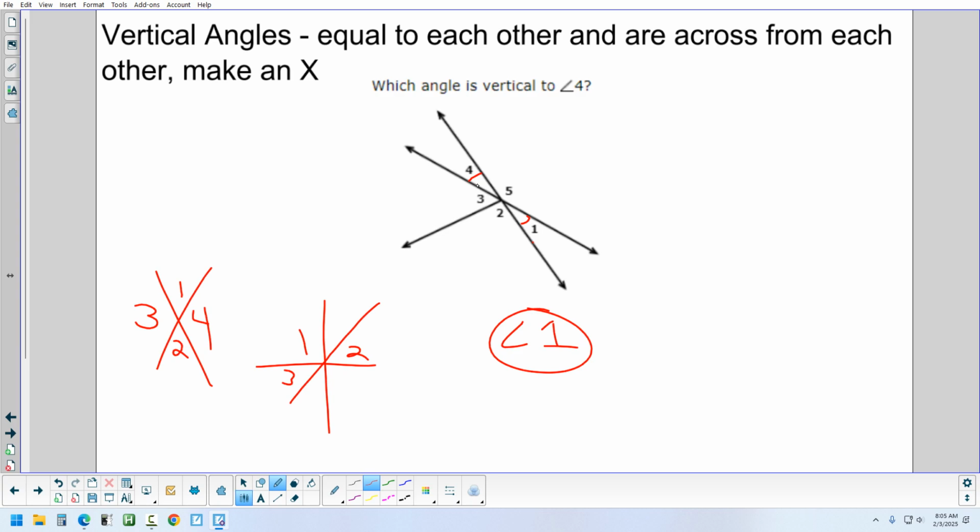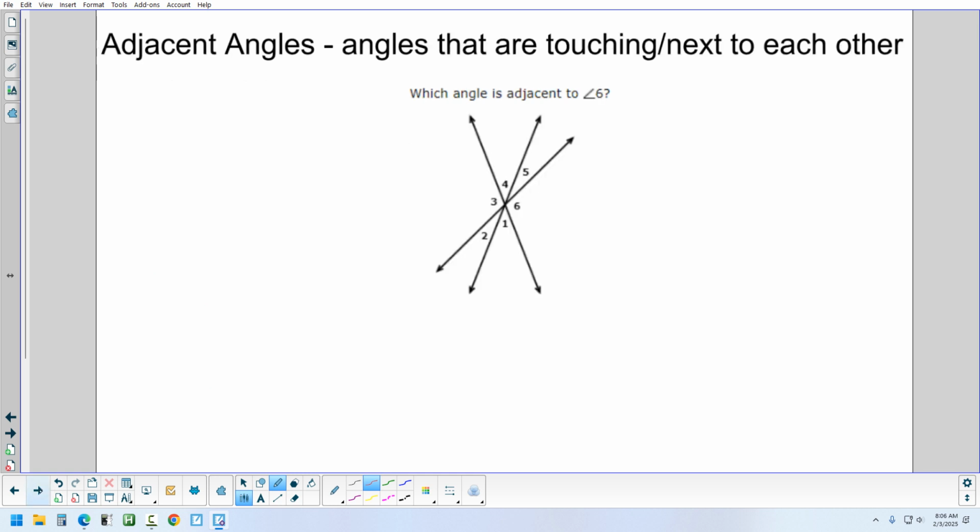Angles 2 and 3 in that picture are the same size. Angle 3 and angle 4 are the same size. Vertical angles are the same size, and they're across from each other. Any question on what vertical angles mean? Okay, next one. Adjacent.